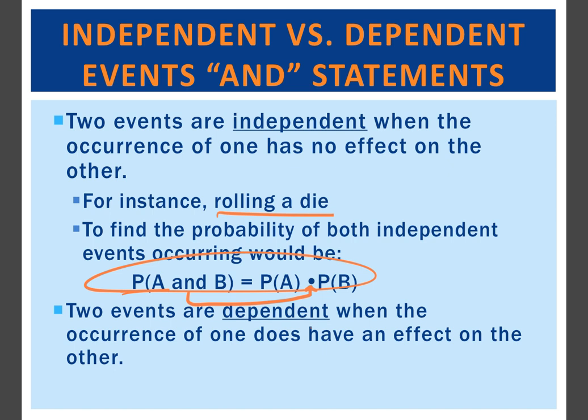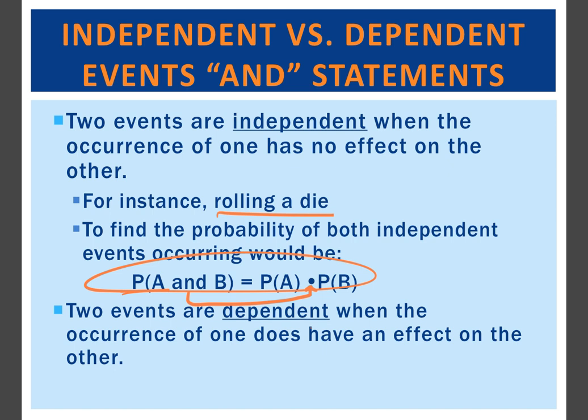This would also be, I take a rock out, but I put it back. Okay, I take a sock out of a drawer, but I put it back. So if you are replacing, using replacement to put back your original set, then those would be independent. Two events are dependent when the occurrence of one does have an effect on the other.